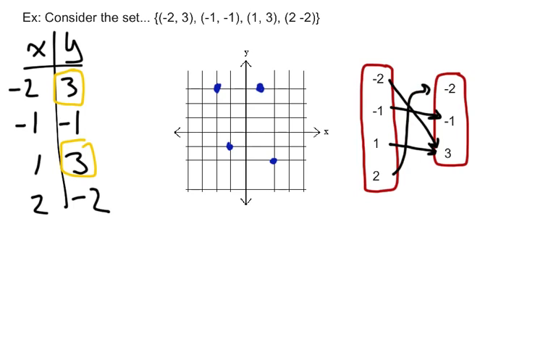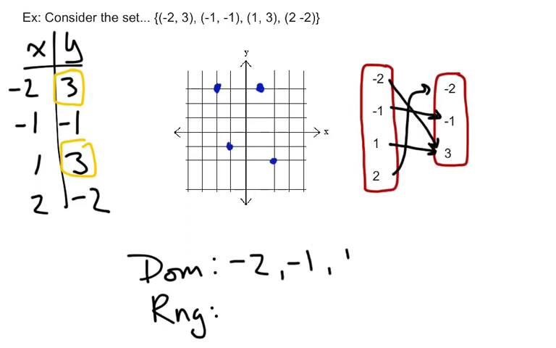Through all this, it's pretty easy to see that the domain and the range are easy to find. The domain is going to be all the x values. Just look at your mapping diagram. They're going to be -2, -1, 1, and 2. Now, those are all the elements of the domain. The domain is a set, though, so we should put these braces around it to signify that it's a set.